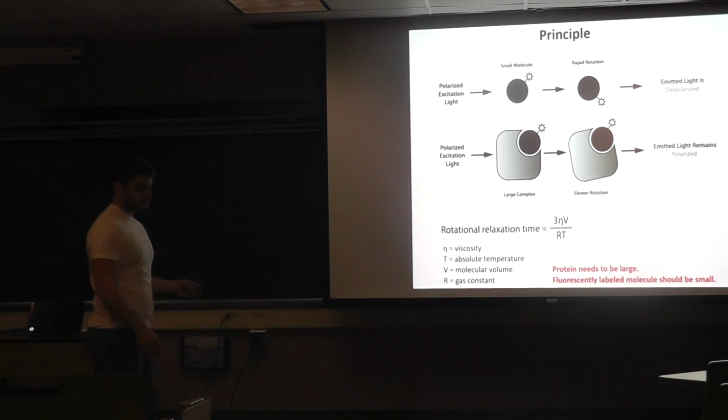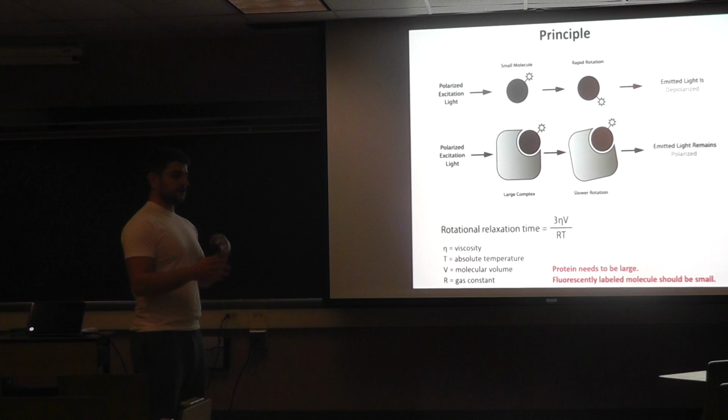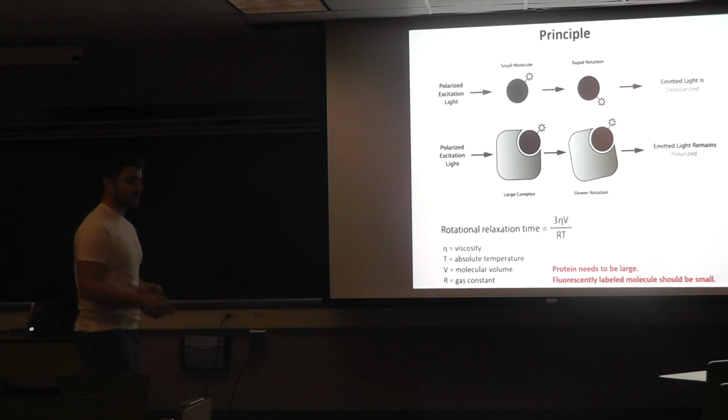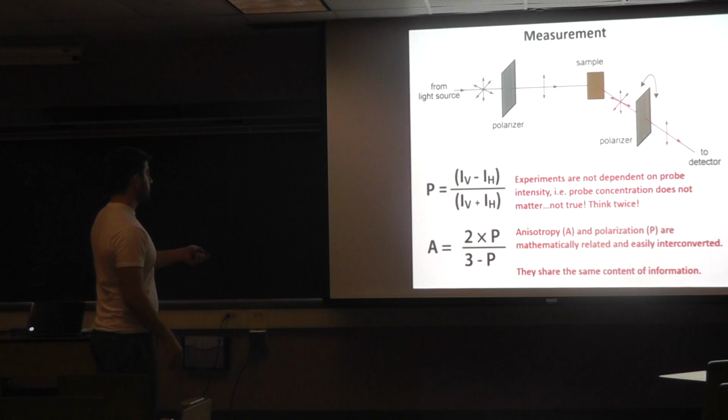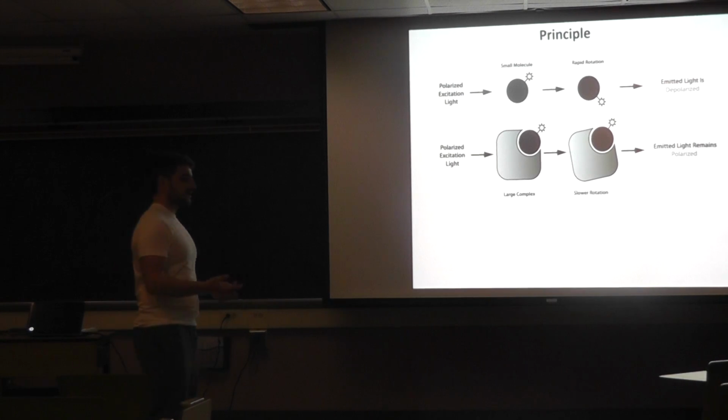And technically, if it is non-bound, your vertical and horizontal intensities should cancel each other. So as in the previous equation, if these are equal, it's going to be 0. So when you measure the probe polarization value, it should be close to 0.